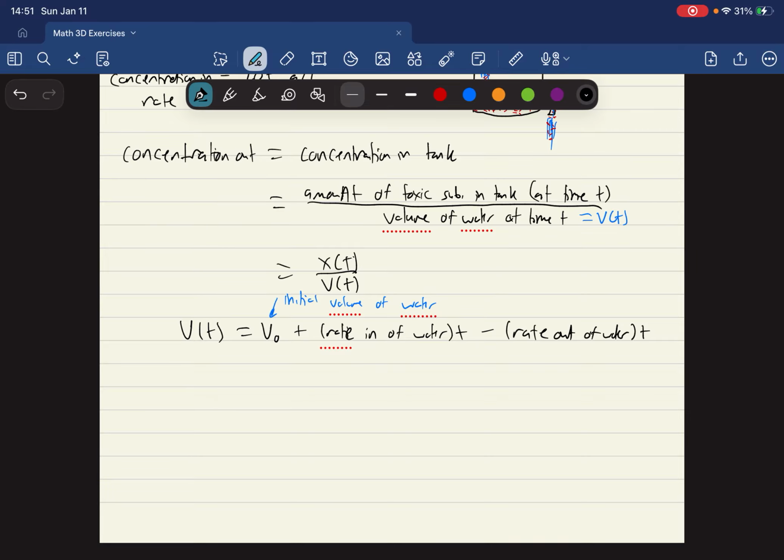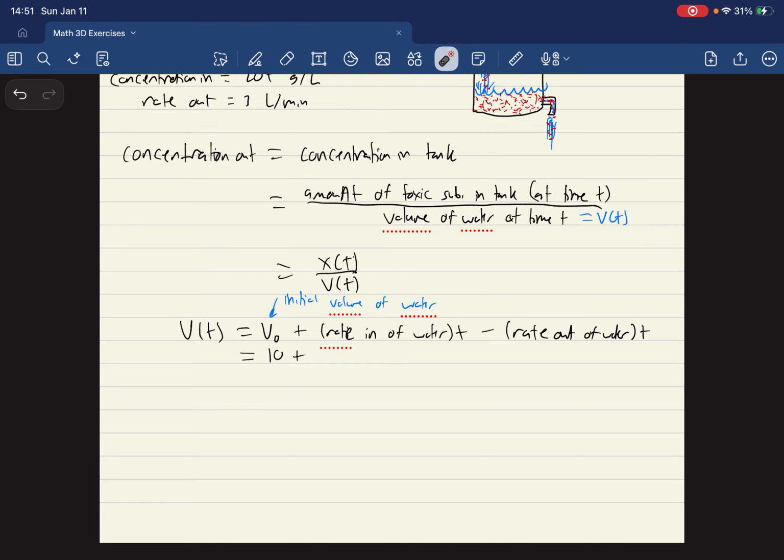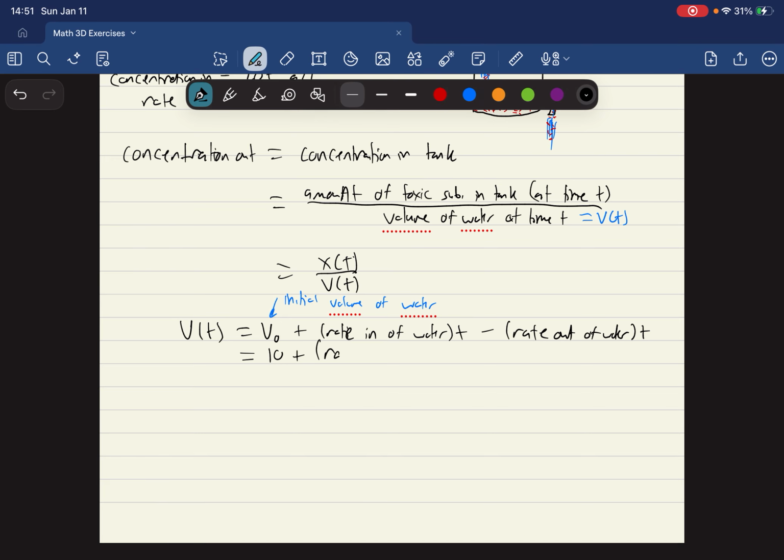And okay, we can simplify this a bit. So V0, we know that to be 10. And then if we factor out these t's right here, we get this rate in of water minus rate out of water times t. And let's just take a minute to check that this formula makes sense.